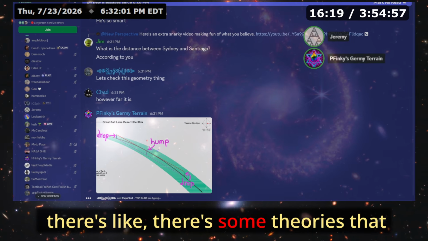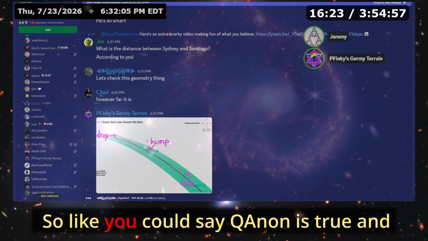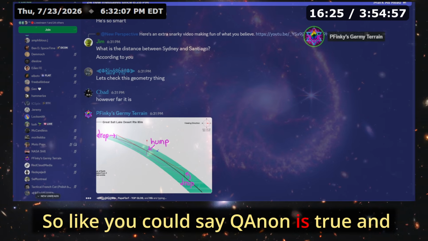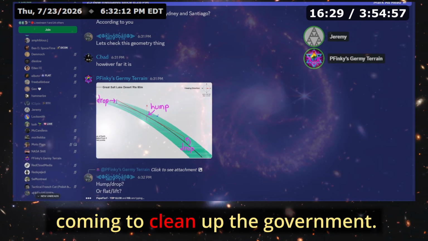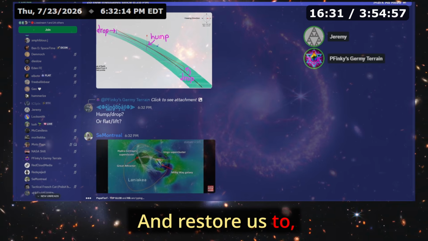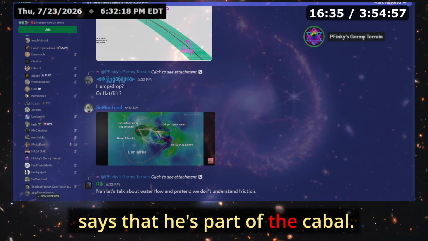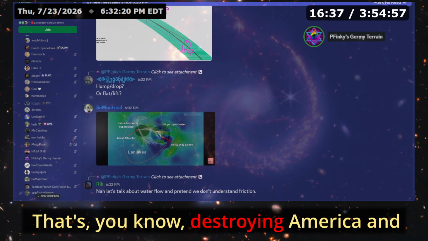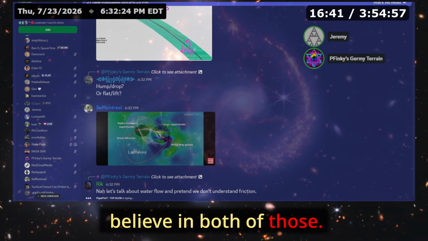But there's some theories that are mutually exclusive. Like you'd have to go on one side or the other. So you could say QAnon is true and Trump is part of this organization coming to clean up the government and restore us to former glory. And then there's another conspiracy that says he's part of the cabal that's destroying America and trying to implement the New World Order. You can't believe in both of those.